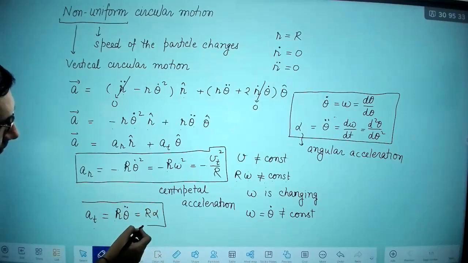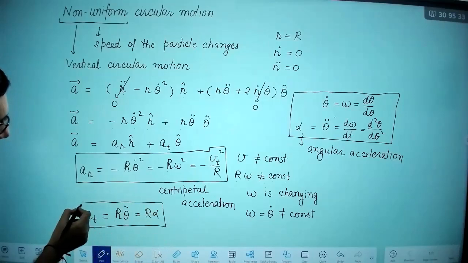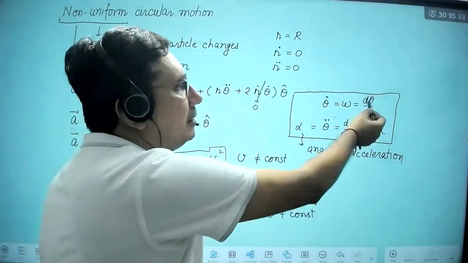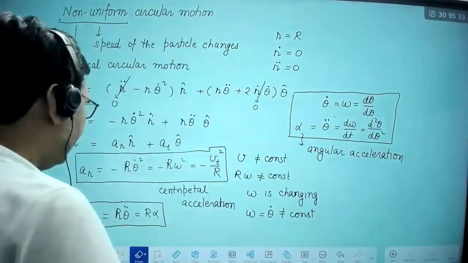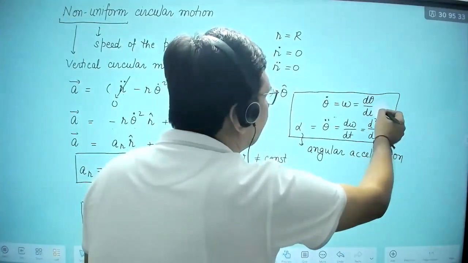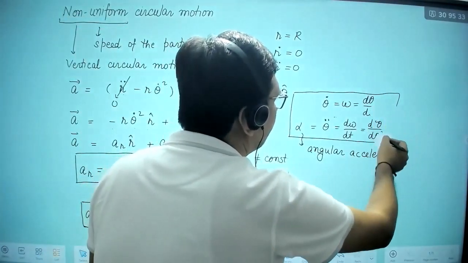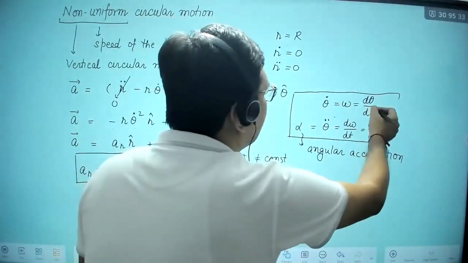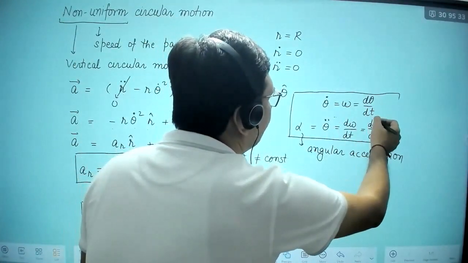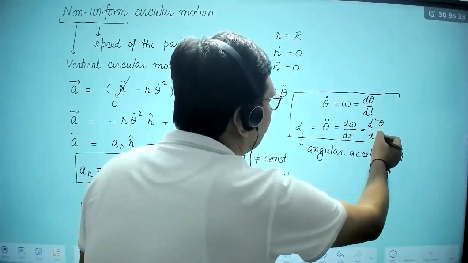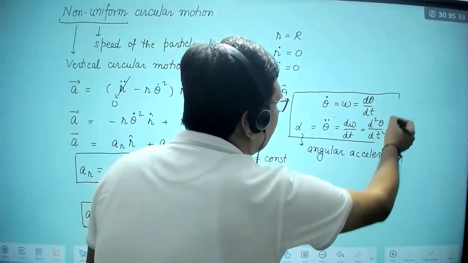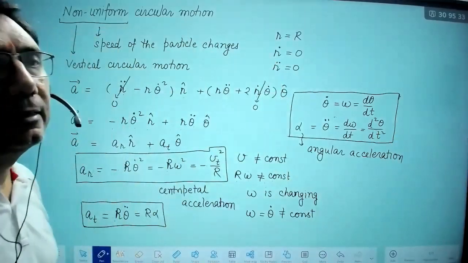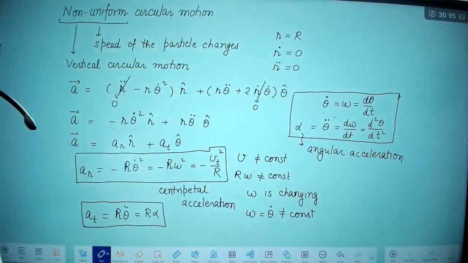Sir, please explain d theta by d theta once more. This is theta dot. Theta dot is d theta by dt. This should be t. This is not d theta by d theta. This is d theta by dt beta. And the second derivative is d square theta by dt square. Angular velocity is d theta by dt.